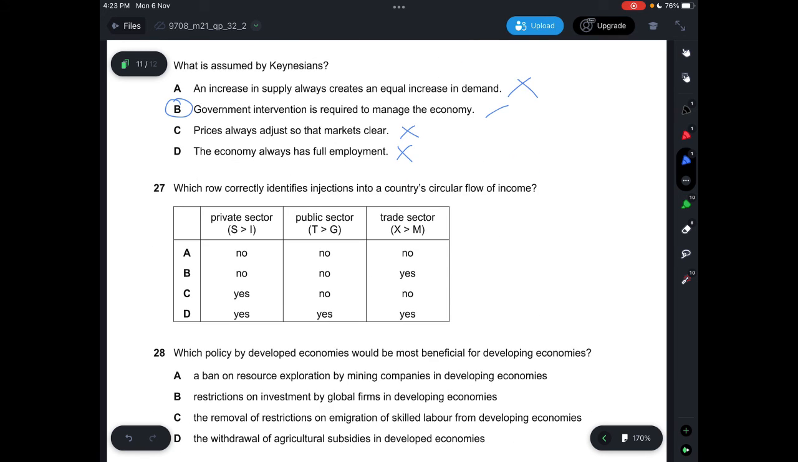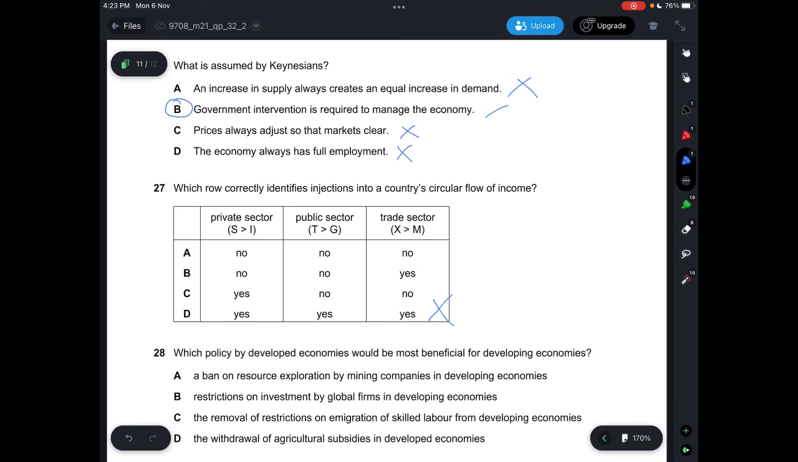Question 27, which row correctly identifies injections into a country's circular flow of income? If you look at the private sector, it says savings is more than investment. If savings is more than investment, that means there are more withdrawals, more leakages, so it has to be no, so C and D are ruled out. And then for the public sector, your taxes are more than your government spending. This one also means that there is higher withdrawal, so it has to be no as well.